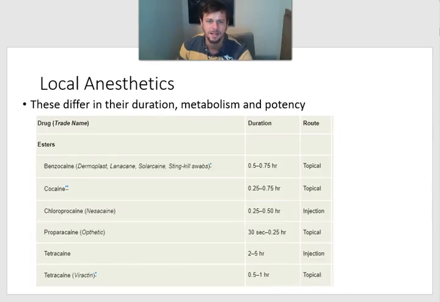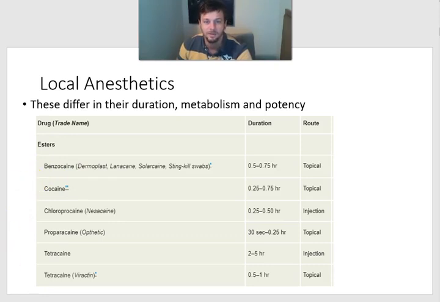Our local anesthetics are broken down into two major groups, where you're going to have your esters and your amides. These two differ in the duration based on the metabolism and their potency. Typically, your esters are quickly metabolized. You're going to find cholinesterases in the blood and the skin that break down your ester local anesthetics.